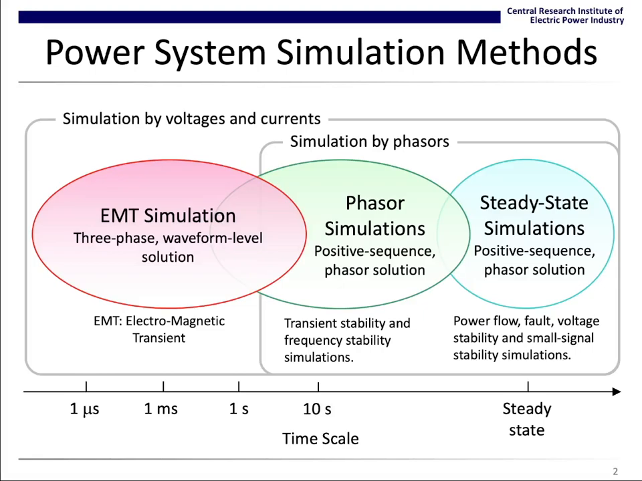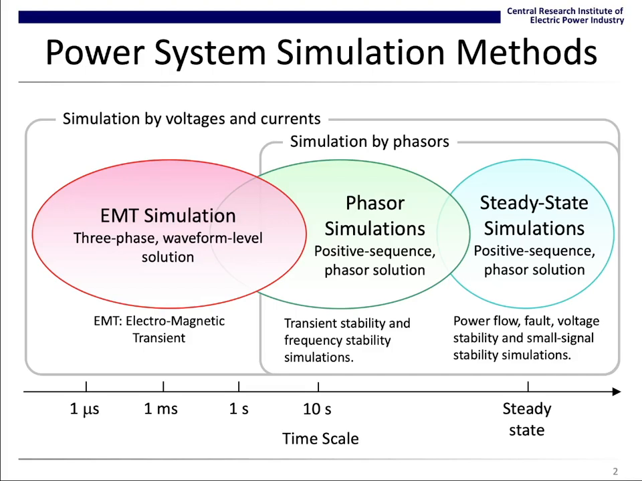The red circle on the left shows electromagnetic transient or EMT simulations. Now, three-phase circuit equations are formulated taking all small impedance imbalances and mutual couplings among phases into account, and their waveform level solutions are successively obtained as time progresses. So what we get is waveforms of voltages and currents at various points in the power system. Traditionally, it covers a time scale from sub-microseconds to tens of seconds.